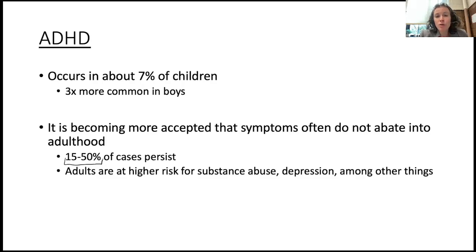And what we know about adults who are still living with ADHD is that they're at a higher risk for things like substance abuse, other types of mental illness like depression, among other things. And in the rest of class where we're discussing Adderall, we'll definitely get into a bit more the prevalence in adults, which I think should be interesting.